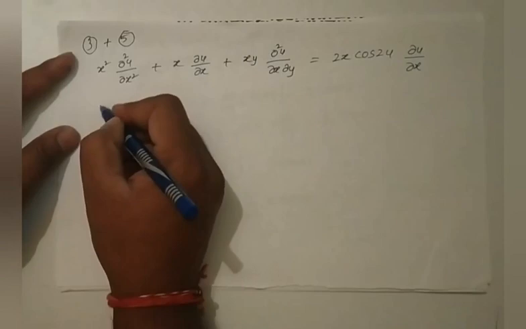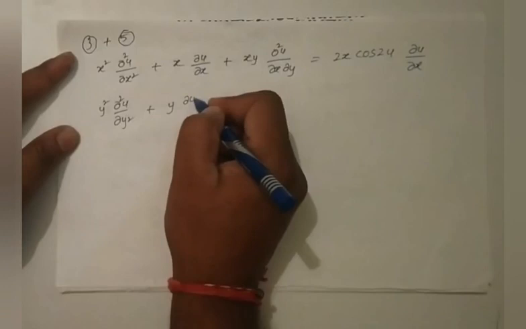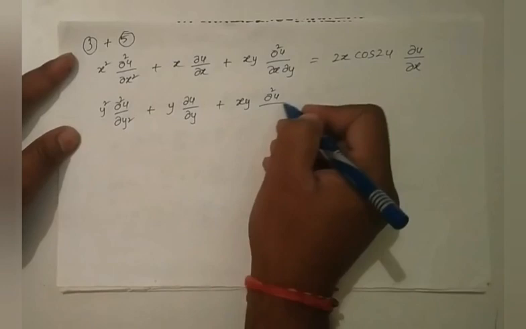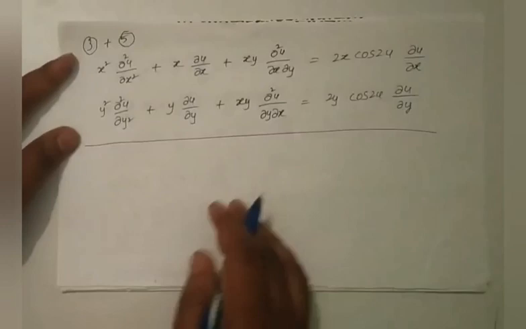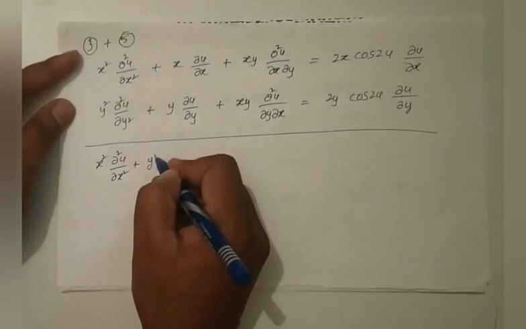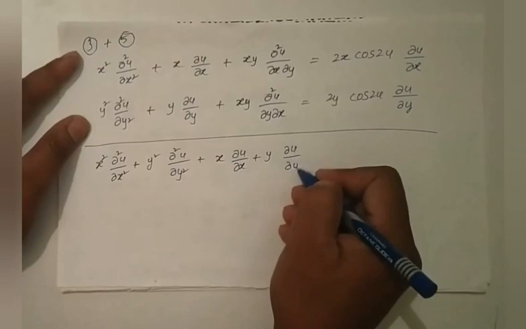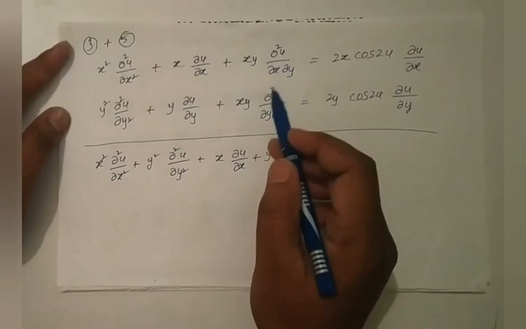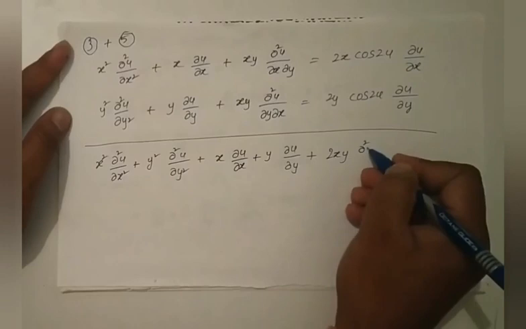So here I am writing equation 5: y² ∂²u/∂y² plus y ∂u/∂y plus xy ∂²u/∂y∂x is equal to 2y cos 2u ∂u/∂y. So this is nothing but x² ∂²u/∂x² plus y² ∂²u/∂y² plus x ∂u/∂x plus y ∂u/∂y plus, students, please remember, xy ∂²u/∂x∂y plus xy ∂²u/∂y∂x is nothing but 2xy ∂²u/∂x∂y, because uxy is equal to uyx.